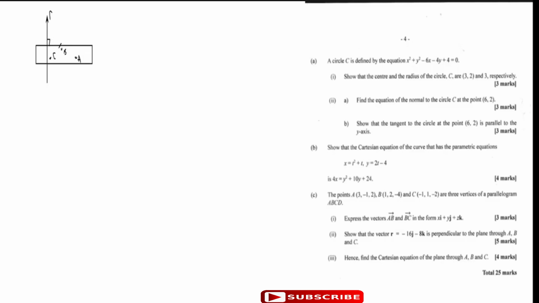Now, if the plane and this line are perpendicular, then that means that any two lines or directions in the plane, vector AB and vector BC, must be perpendicular to this line as well. And if they're perpendicular, then all we need to show is that R dot AB is 0, and also that R dot BC is 0. If the dot product for both of these is 0, then hence this vector is perpendicular to the plane. This is what we need to show.